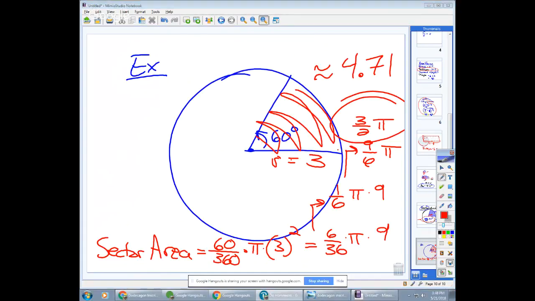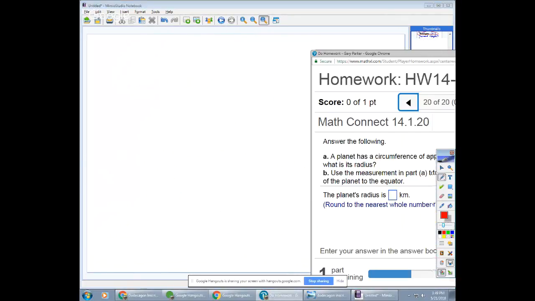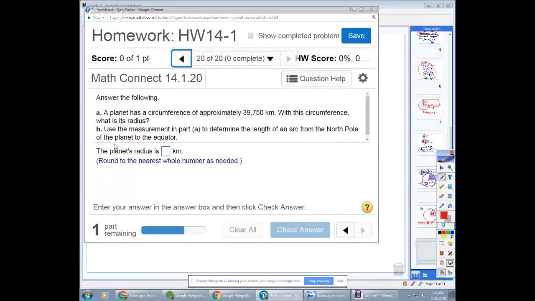Let's see here. I'm ready to do question number 20 from the homework. Take a look at this one. Question number 20 gives us a planet with a circumference of 39,750 kilometers. And we're asked to get the radius out of that, and then use the measurement in part A to determine the length of an arc from the North Pole to the equator.